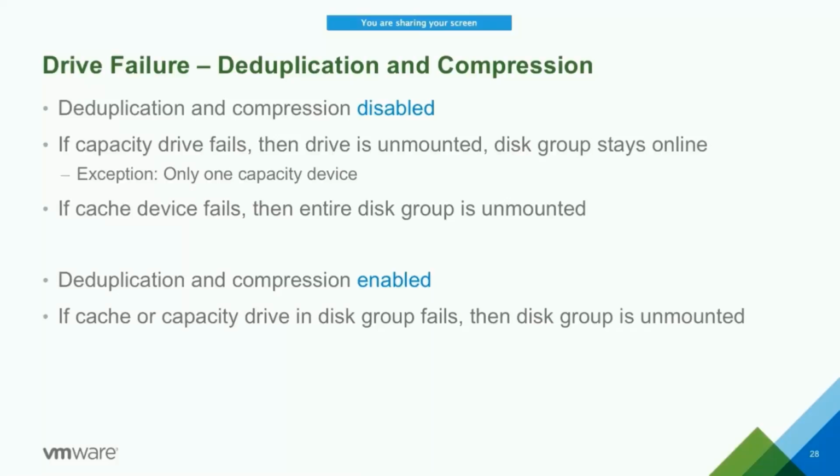devices that you have. Now, if deduplication and compression are enabled, due to the way that data is laid out on the capacity drives being deduped and compressed, if we lose any one of those drives, whether it's the cache device or any of the capacity devices, then the entire disk group is unmounted in that case, because there's no way to selectively pick just one disk, as it may have the single copy of that deduped data on that particular disk right there. So, and now I'm going to turn things over to GS.